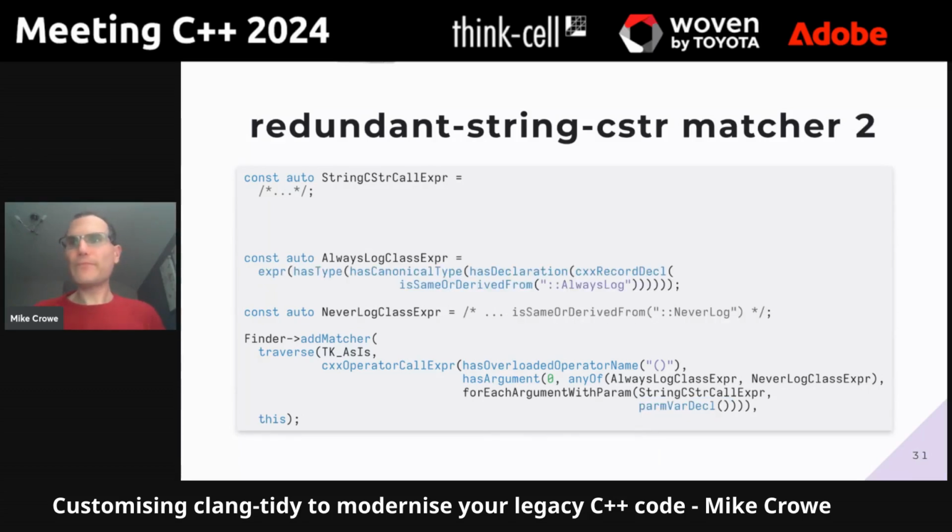So, although we could have substituted always log class into the matcher directly, it's clearer to separate it out so we can give it a name. The never log class expr is exactly the same except for the obvious place. The has canonical type here sees through type defs.